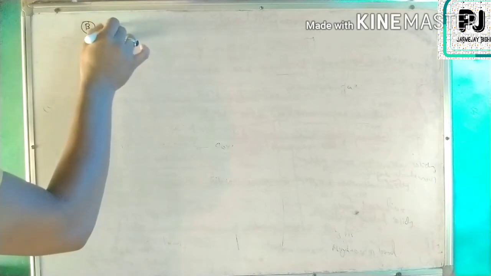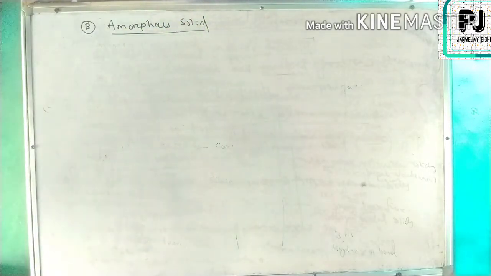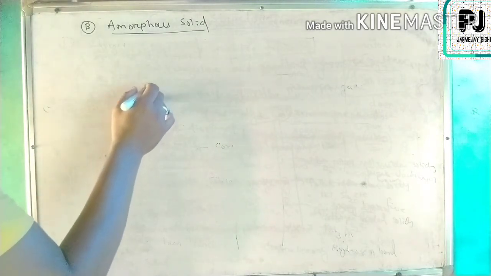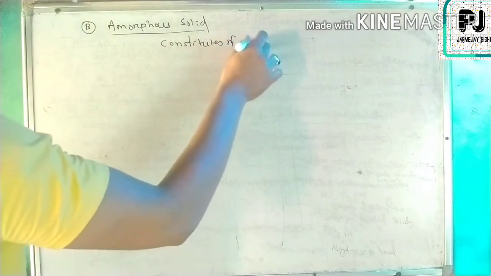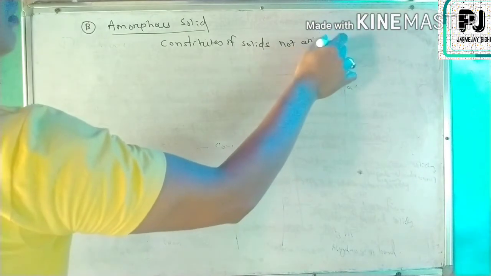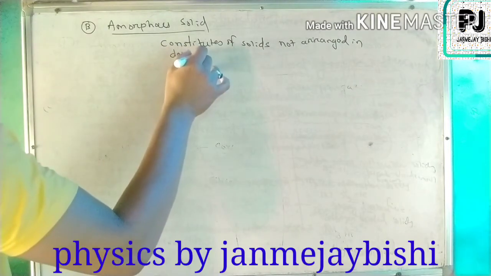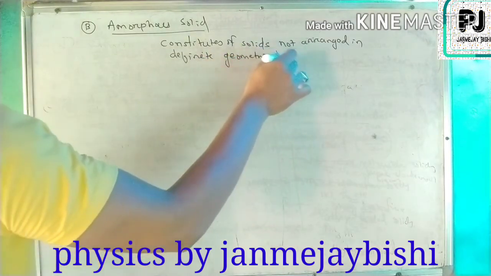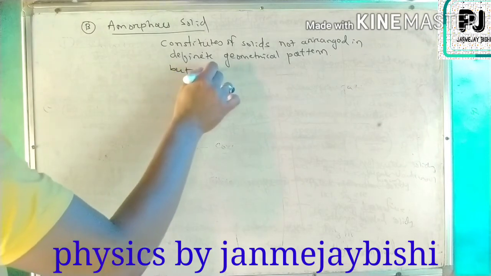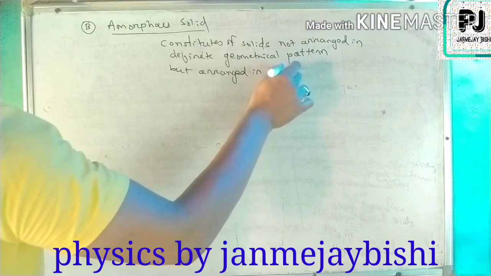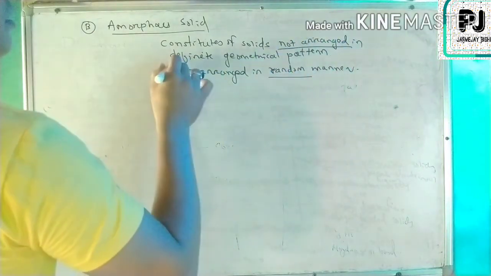The second part of the solid is called amorphous solid. What is amorphous solid? The constituent atoms of the solid are not arranged in a definite geometrical pattern, but are arranged in a random manner.